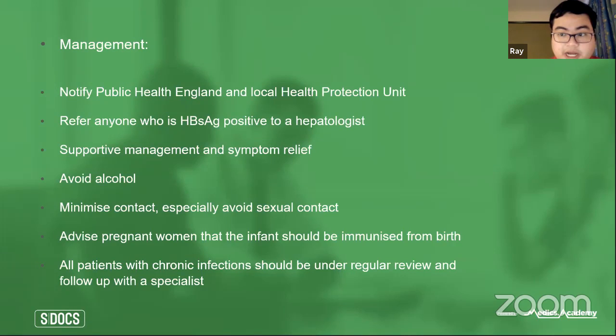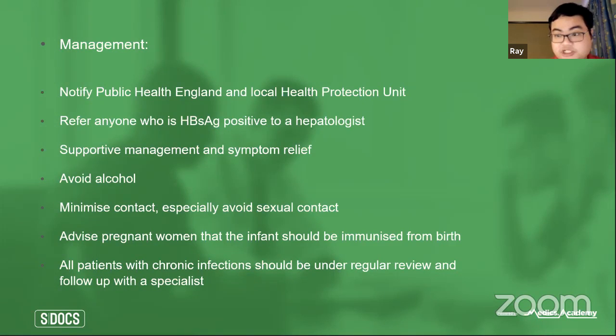Right, so how do we manage hepatitis B? Just like hepatitis A, you must notify Public Health England and the local health protection unit because an acute hepatitis infection is a notifiable disease. And you should refer anyone who has a positive HBsAg to a hepatologist for management. Unfortunately, we don't have any medications for hepatitis B. So just like hepatitis A, we can only offer supportive management and symptom relief, okay?